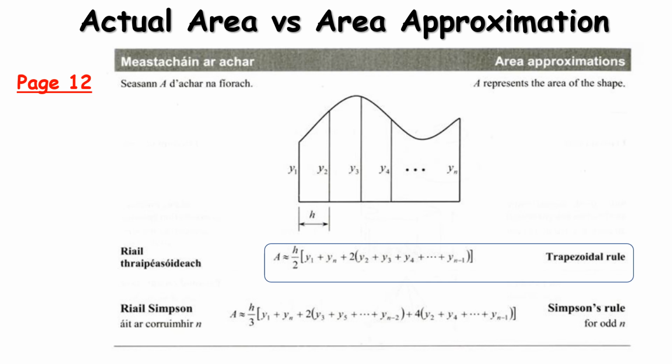The formula itself is: the area A is approximately equal to h, the width of each of these bands, divided by 2, times y1 plus yn, so the first plus the last, plus 2 times all the other ones in between. So let's have a go at working with this and see if we can make sense of it.